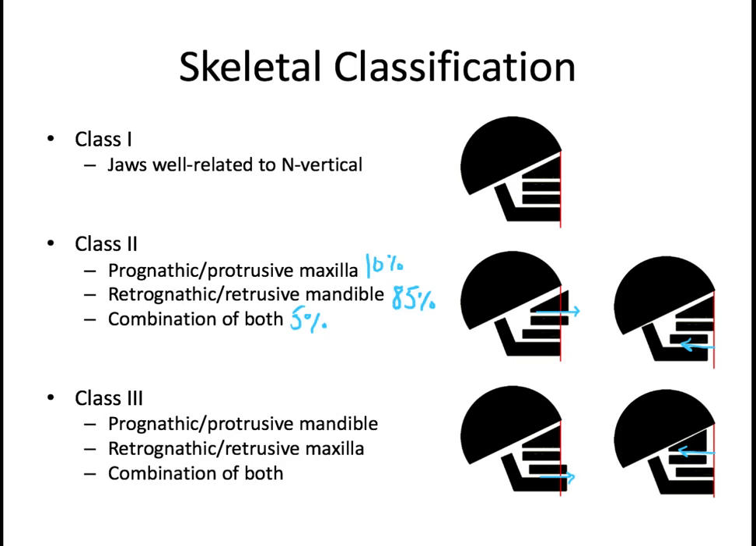And for class 3, this is 60% for retrusive maxilla. That's the most common. And then for prognathic mandible, that's about 20% of those patients. And then that leaves about 20% that have a combination of both. Again, those numbers are not too important for the board exam. What's probably most important here is that the retrusive elements are the most common for both of those malocclusions.